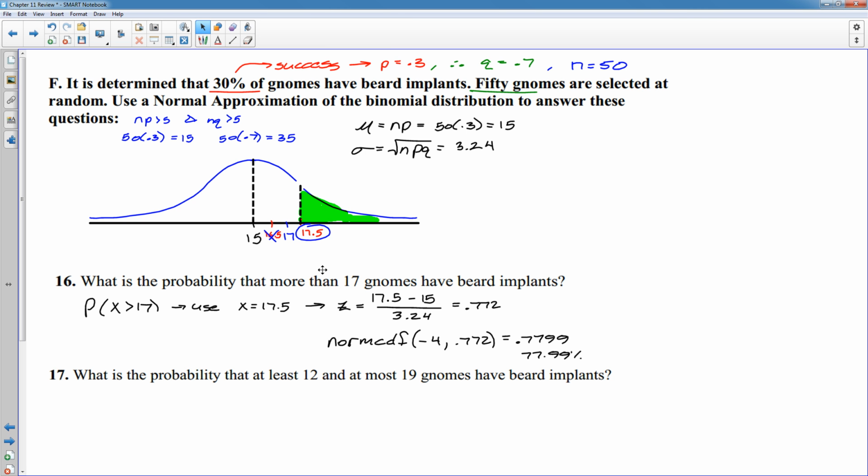So what we just found is actually the percent to the left. To find the percent to the right, if we want to know what's more than 17.5, then we'll just do 100% minus that, 77.99. And when I do 100 minus that answer, I get 99.22. Really? Oh, geez. That's not right. I'm such a stupid head.